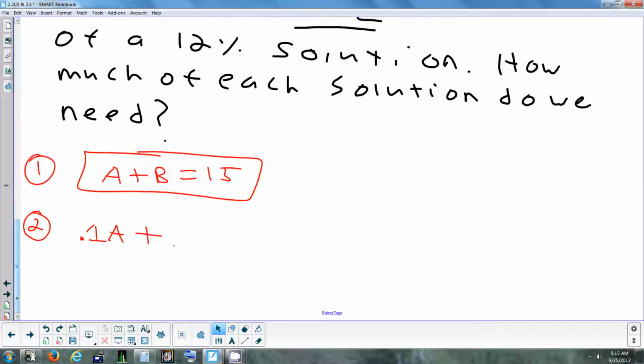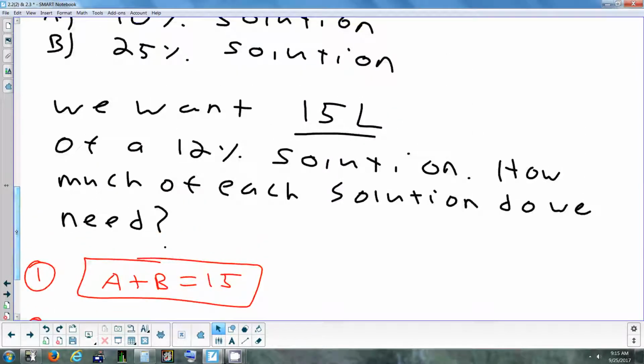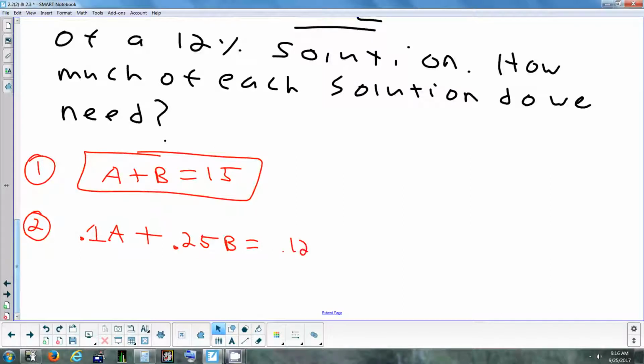0.25. And how much of that solution are we using? B. B equals, and Juliette, what about the final concentration? So it would be 15. The 15 is going to be the total amount, but what's going to be the solution percentage of that final amount? So it would be 0.12. Yeah. So the final concentration times the final amount.